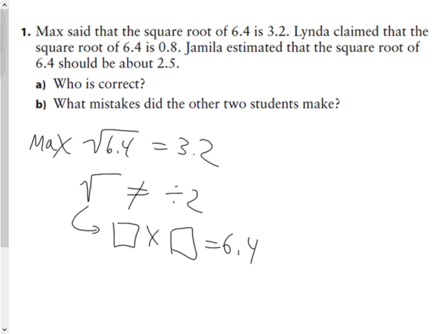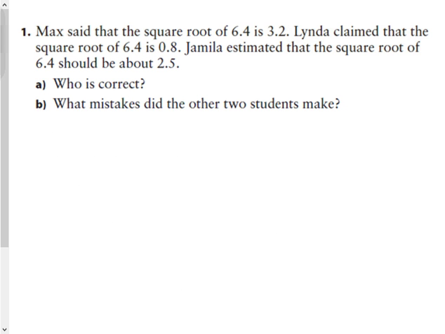So obviously, 3.2 times 3.2 is not going to be 6.4 because 3 times 3 is 9. Therefore, it is impossible that 3.2 times 3.2 would give you a number less than 9. So Max is making the common mistake of simply dividing by 2.